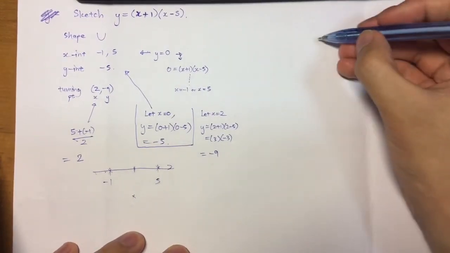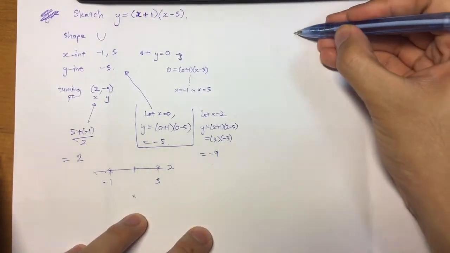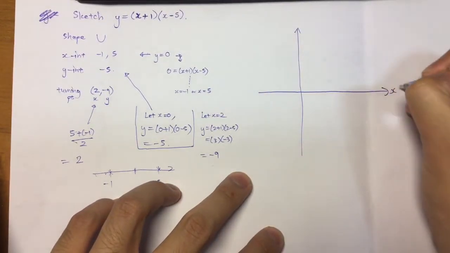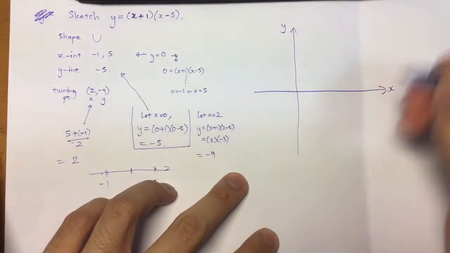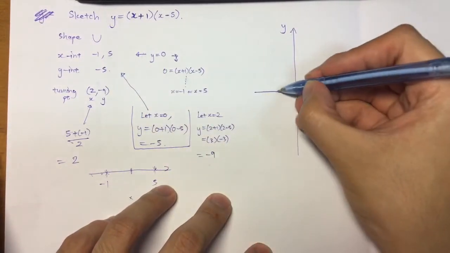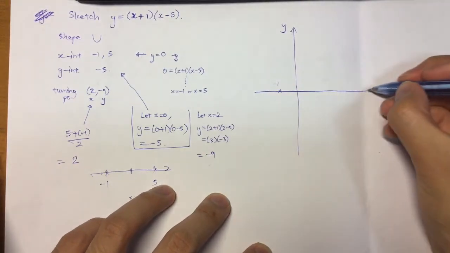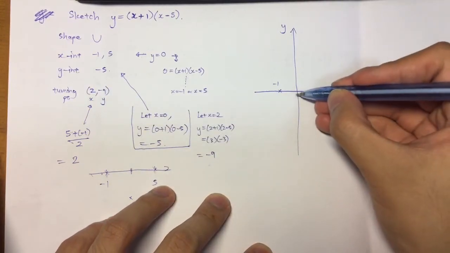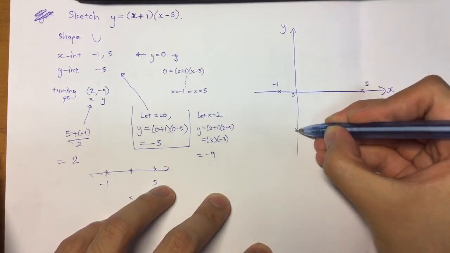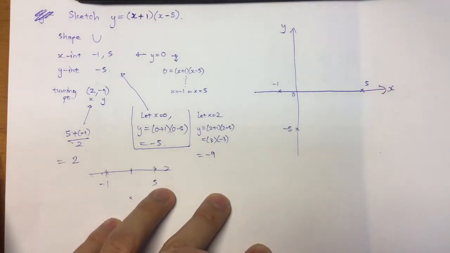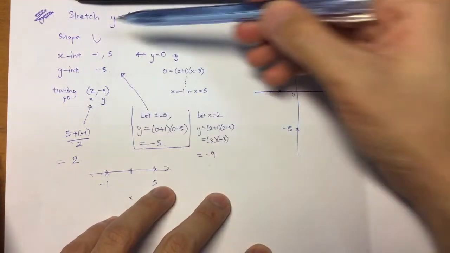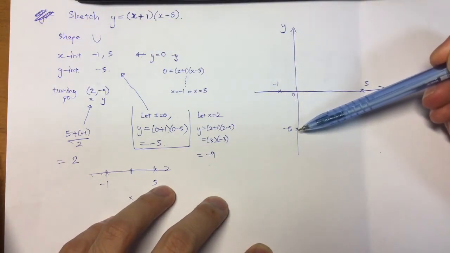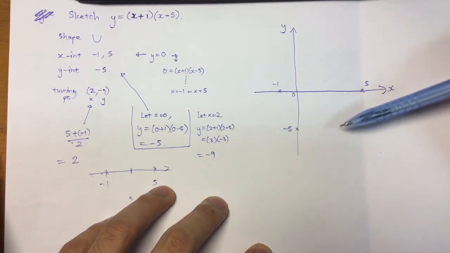So let's actually do our sketch now, finally. Oops, you can't really see that. So maybe minus 1 is here, maybe 5 is here. The y-intercept is minus 5, so since 0 is here, going down, maybe this is minus 5. It's just an estimate, a sketch. By now I hope you can see that it's a U shape. So it's going to come down here, pass through minus 5 and go down even further before turning around.